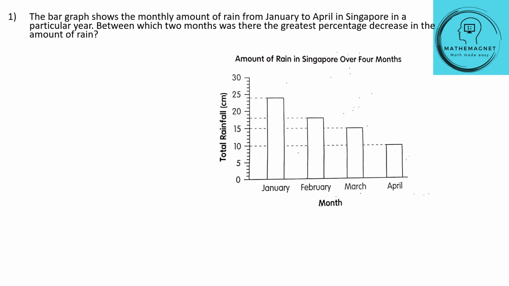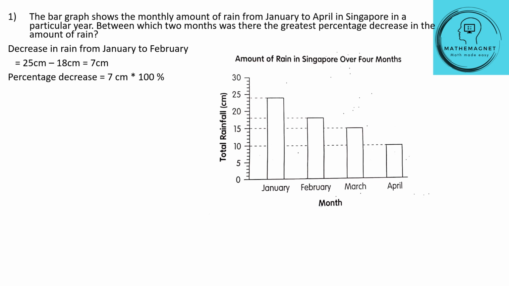Now they asked us to find between which 2 months is the greatest decrease in the amount of rain. Let us not go by the looks of the graphs. Let us first calculate the percentage decrease in rain between every 2 months. Let's start with January and February. Decrease in rain from January to February will be 25 centimeters minus 18 centimeters, values we get from the graph. That's equal to 7 centimeters. So percentage decrease will be 7 into 100 divided by 25, since the base value is January. This will be equal to 28%. So the decrease in rain from January to February is 28%.